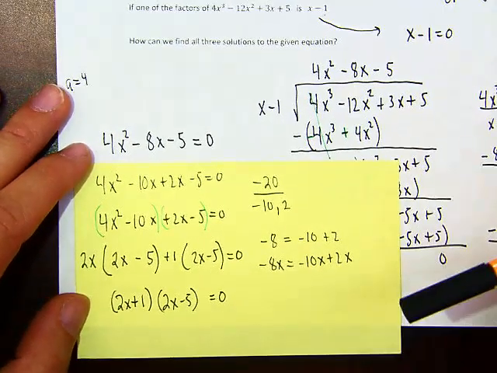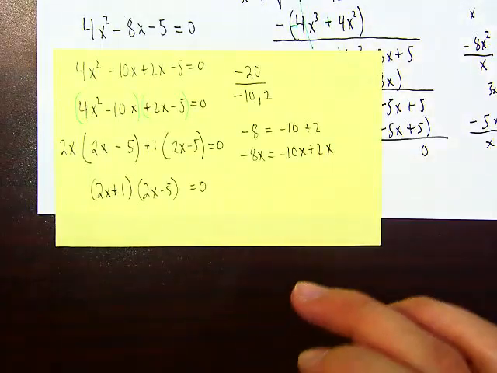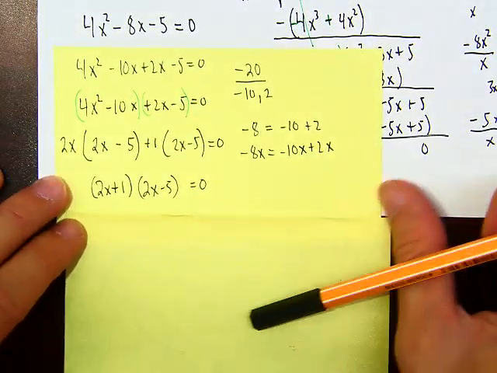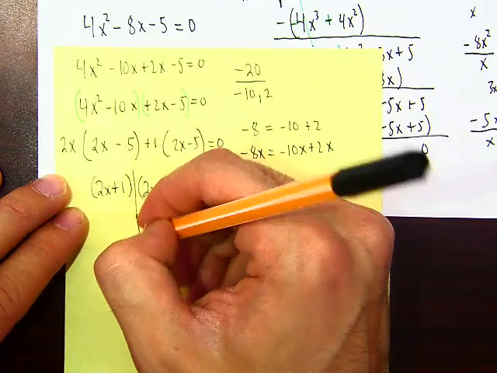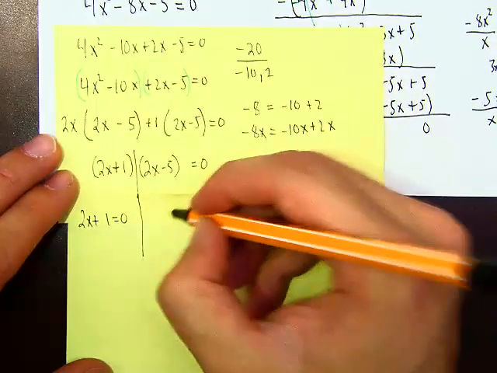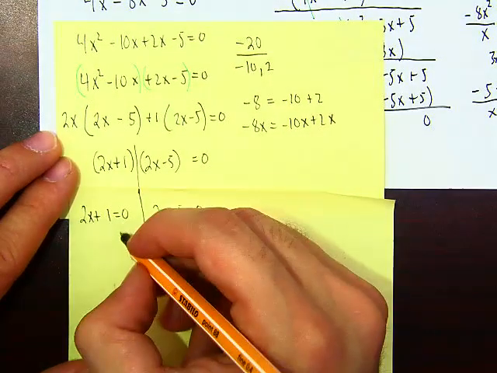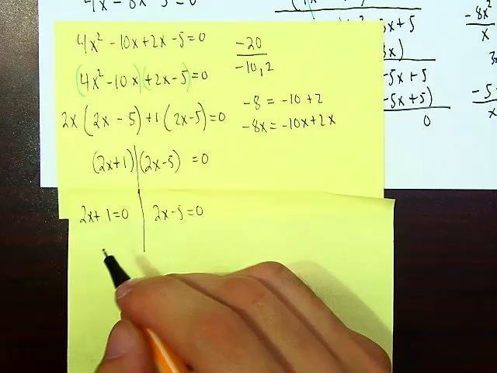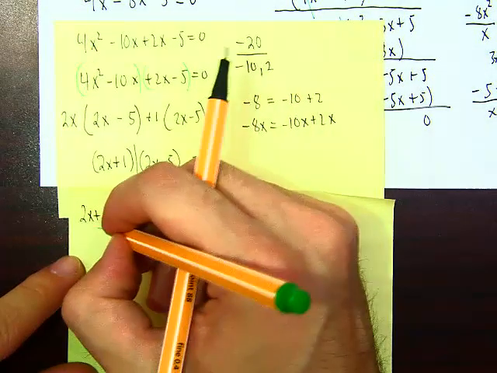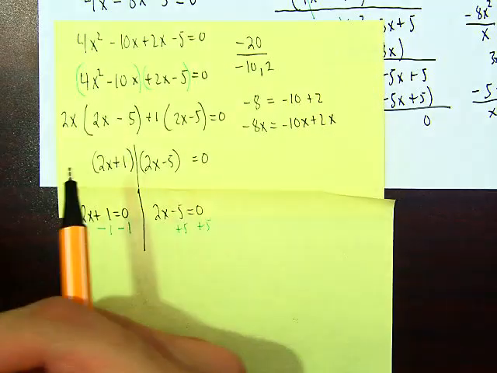So then what happens next once I get to this point? What do you have to do? You have to draw the line. And now you're going to say what? That 2x plus 1 equals 0. 2x minus 5 equals 0. So now, how do you solve for this? You do minus 1, plus 5, okay?